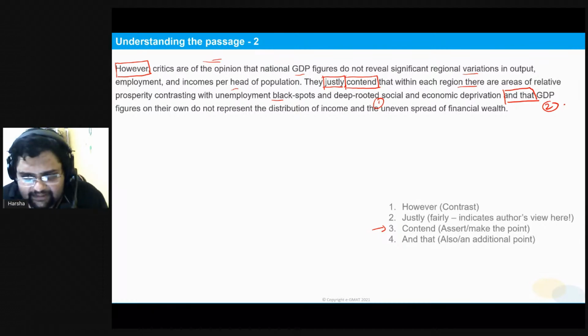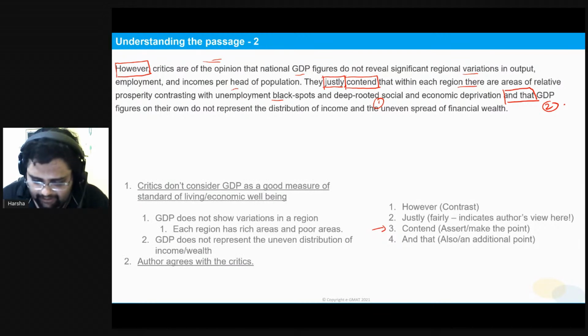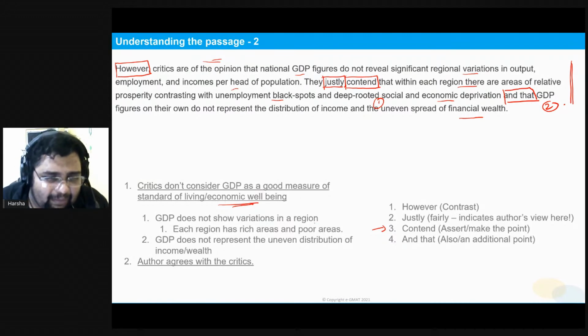So one question that you should ask yourself: the author previously said that GDP is used to measure economic well-being. And it seems like in this place he's ripping that apart. Because you're talking about economic deprivation, you're talking about financial wealth, or in other words, you're talking about economic well-being. So the author essentially is trying to tell you GDP is not really a good measure of economic well-being.